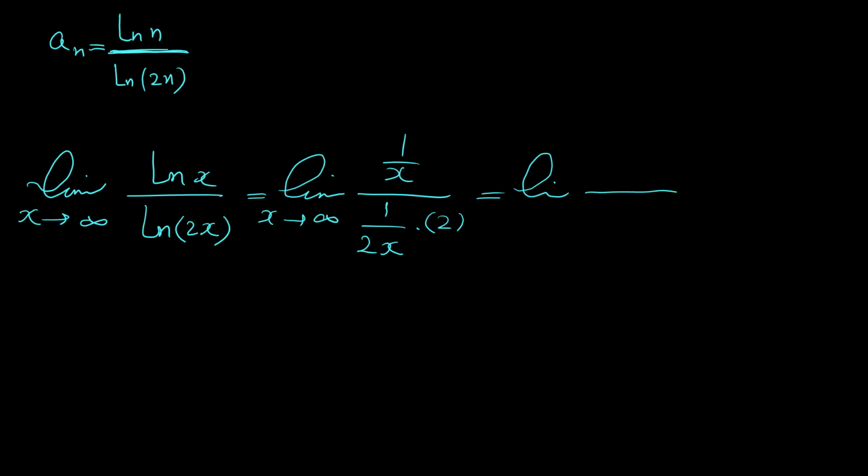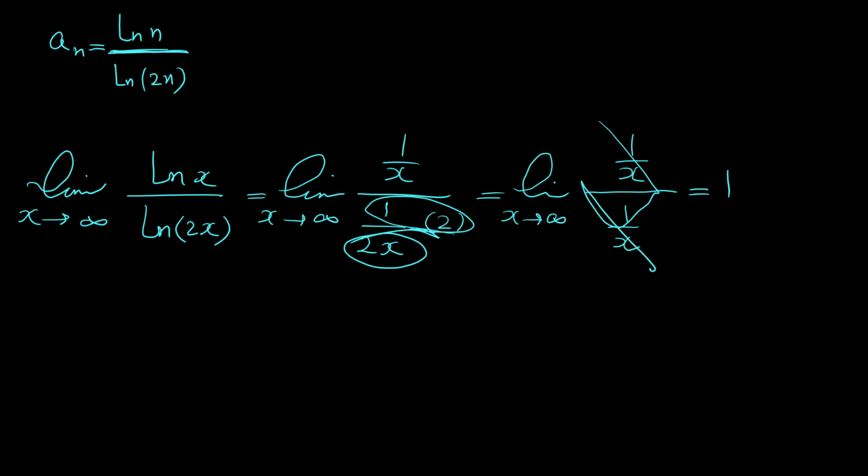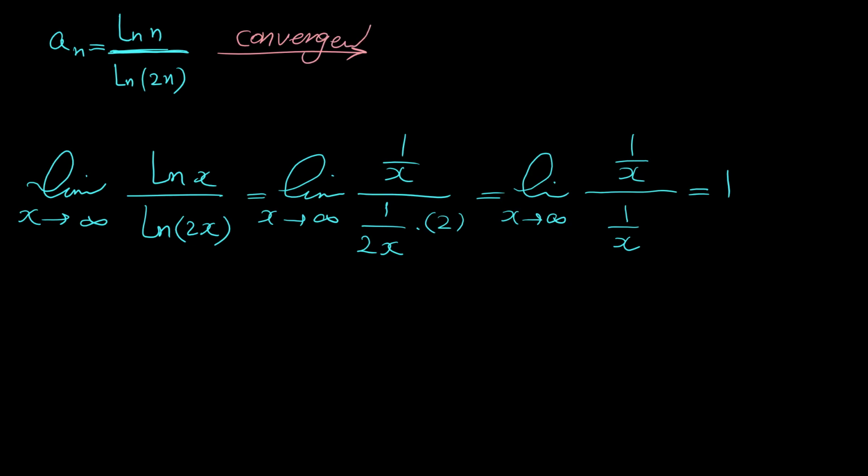In the numerator we have 1 over x. In the denominator, if you pay attention, 2 times 1 is 2. 2 over 2x is again 1 over x. And x approaches infinity. 1 over x over 1 over x is equal to 1 because this completely cancels with this, and so the limit equals 1. This means that this given sequence here also is a convergent sequence, and this sequence converges to 1. The limit of this sequence is 1.